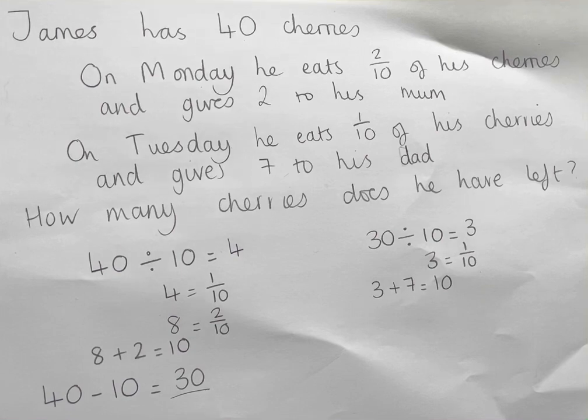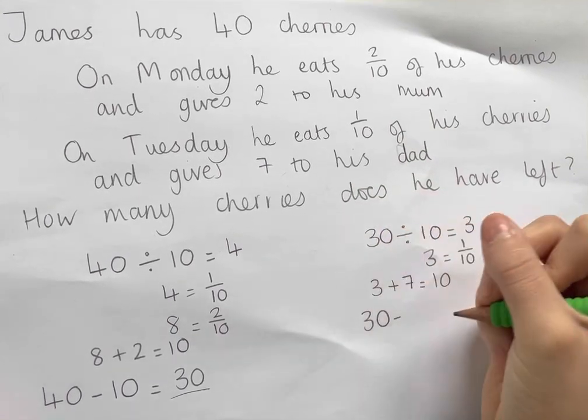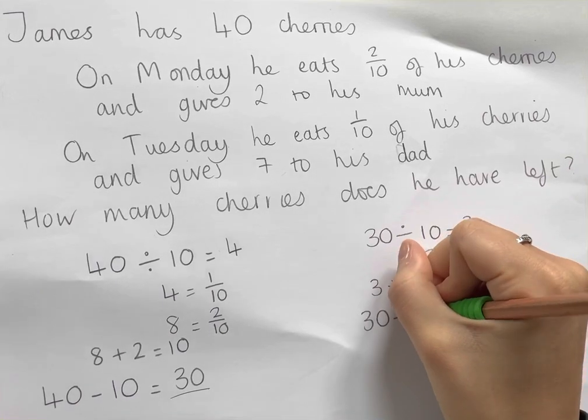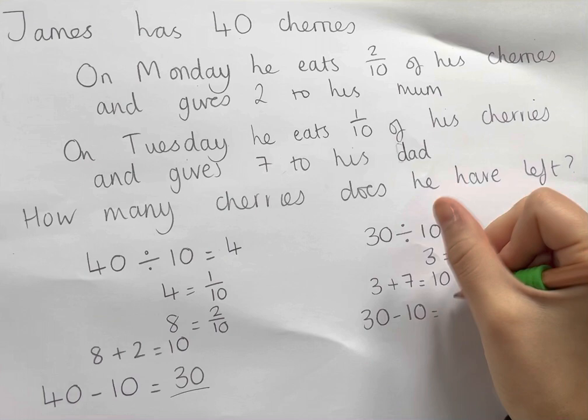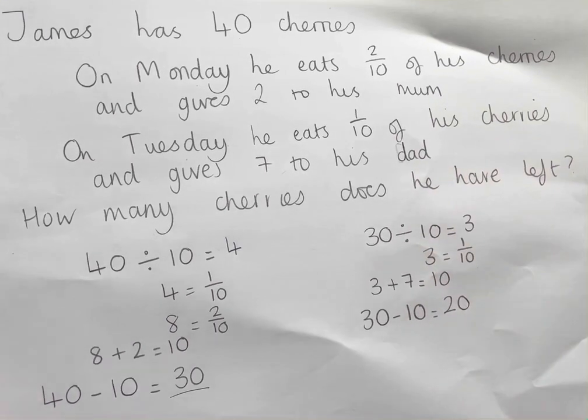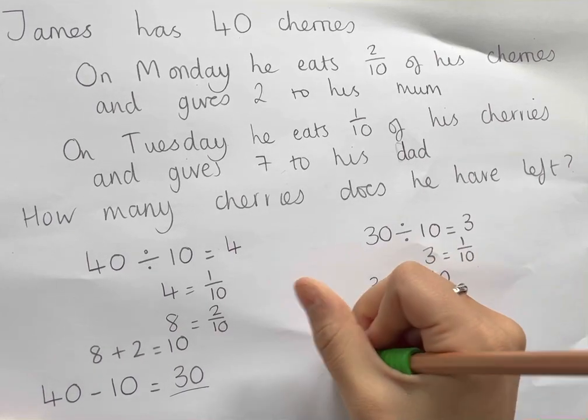So that means we need to subtract 10 from the number of cherries he started with on Tuesday. So he started with 30 cherries and he ate or gave away 10. So we subtract 10 and we know that that equals 20. So now we know that by the end of Monday and Tuesday, James was left with 20 cherries.